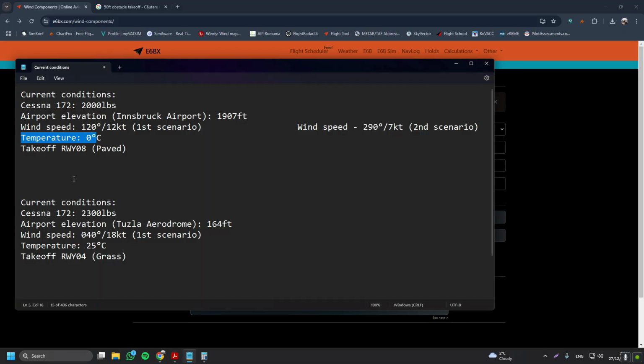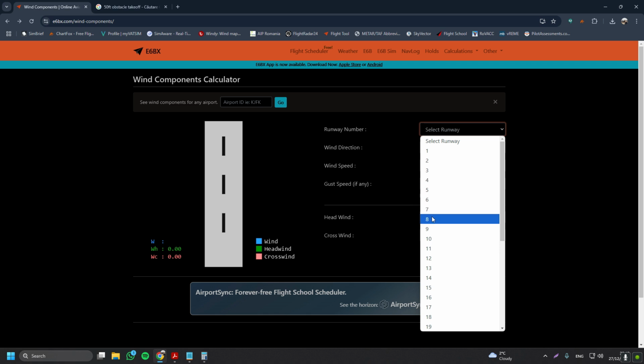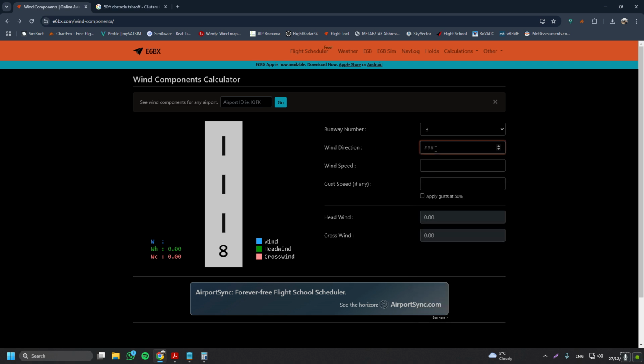So yeah, we'll take off from runway 08. Let's select it here, 08. Wind direction 120 degrees, and the speed was 12 knots. There aren't any gusts. So as you can see, we have headwind and crosswind. These are the components. This one is what really matters, the headwind one, which is close to 9 knots.